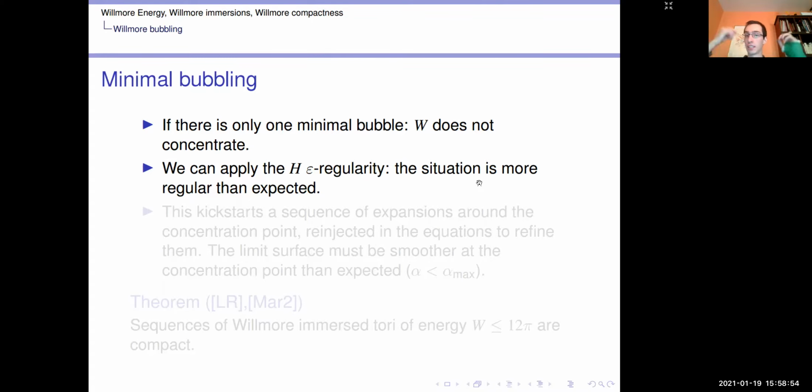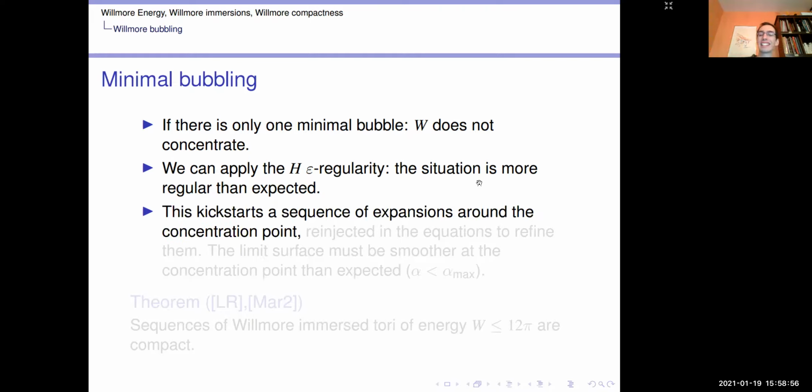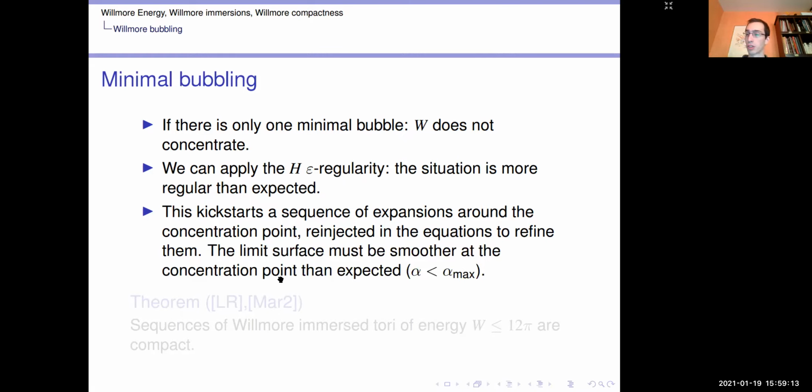And I can do that several times. So I would kickstart a sequence of expansions, which will get refined by being reinjected into the equation. And in the end, I will have something which is refined enough to ensure that the limit surface is smoother than expected at the concentration point.